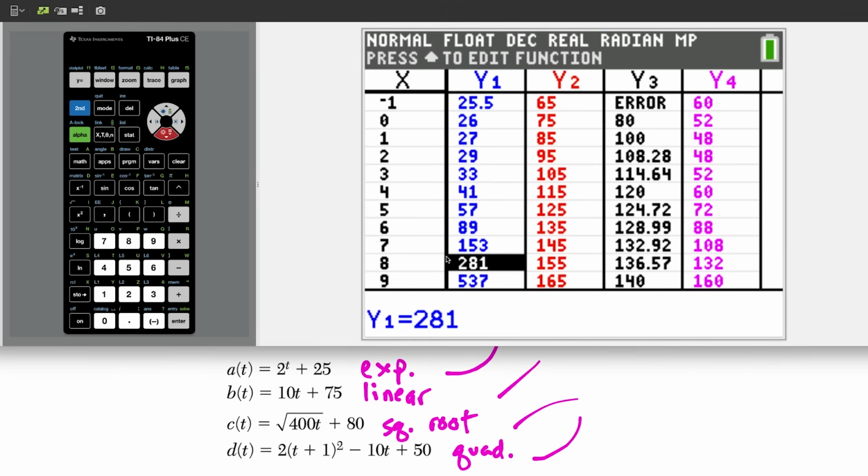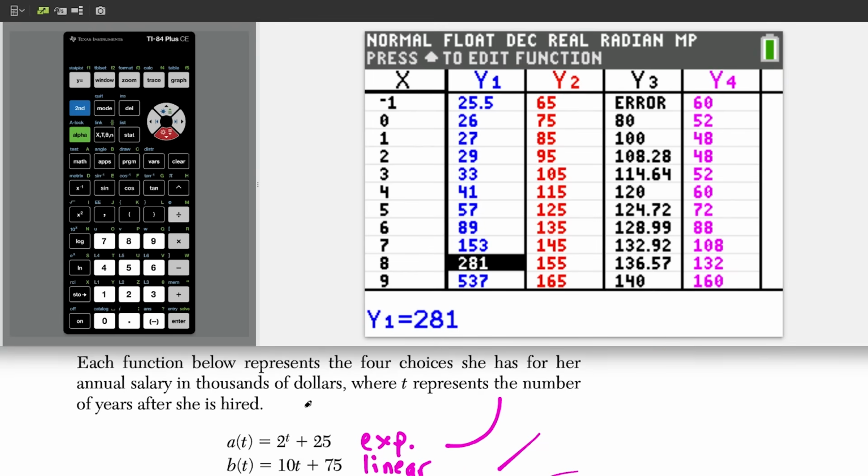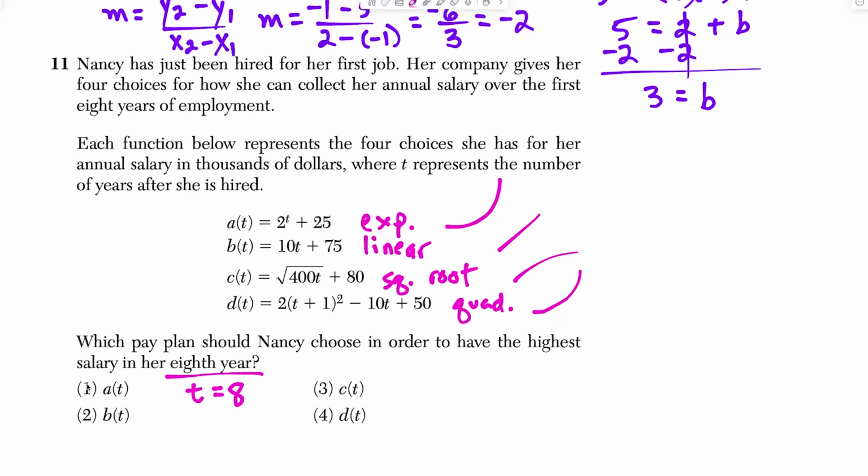So when x is equal to 8, that's really us saying t equals 8. Notice that the first choice here, the exponential function, has the highest value. So this is the one that we would want. And this is representing the salary in thousands of dollars. So wow, $281,000 a year. That's really impressive compared to these. So yeah, choice 1 is going to be our answer. Choice 1 corresponds to A of T, and that's the one that Nancy should choose.